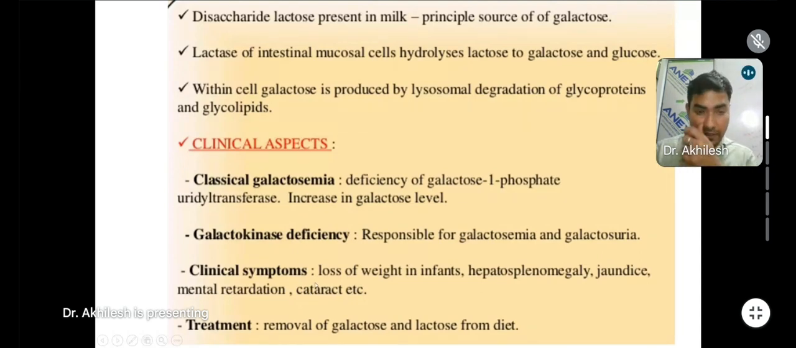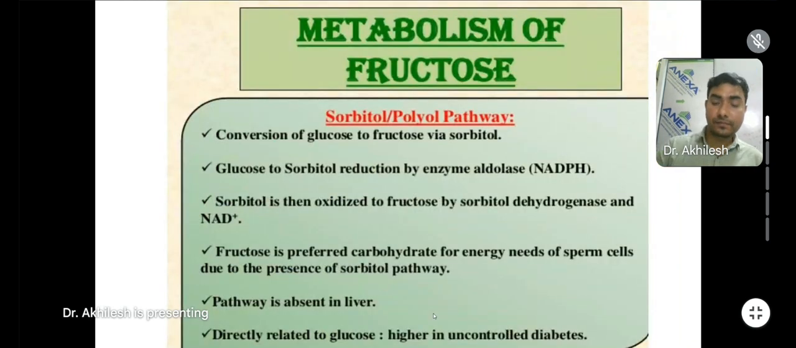So in that case, we can give removal of galactose and lactose from the diet, or also give additional outside enzyme replenishment tablets so that the metabolic or digestive part of galactose and lactose can be taken care of by the enzymes.